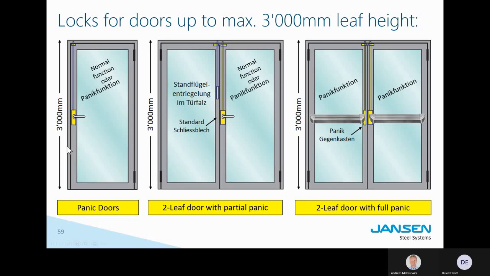Locks for high doors, so between 2.5 and 3 meters, always have to have a locking point towards the top. Again, if it's a secondary leaf and a fire door, you can use the bimetal latch. Otherwise, you have to use the mechanical additional locking point, which depends on the regulation in the country. Some countries allow these bimetal latches, some don't.